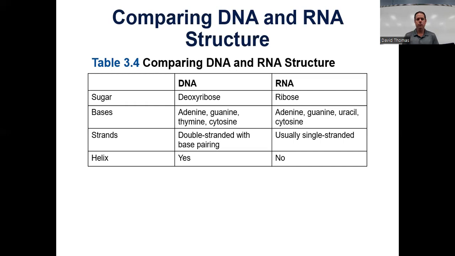Table 3.4 is actually a nice table because it gives you a quick look at DNA and RNA and compares what's there. So each one has a 5-carbon sugar. DNA has deoxyribose, RNA has ribose. Each of them has nucleotides with bases, and it lists the 4 bases for DNA and the 4 bases for RNA. Again, the main difference is RNA has uracil and DNA has thymine.